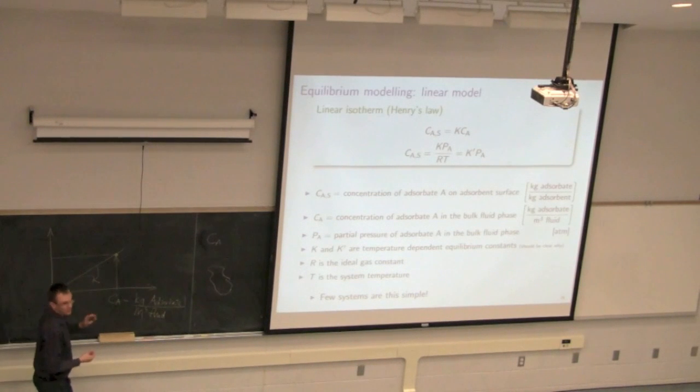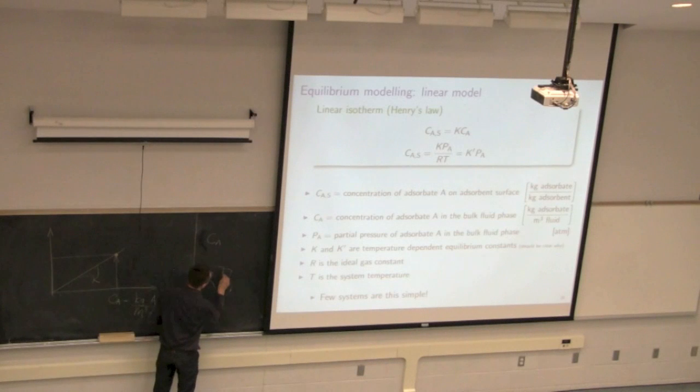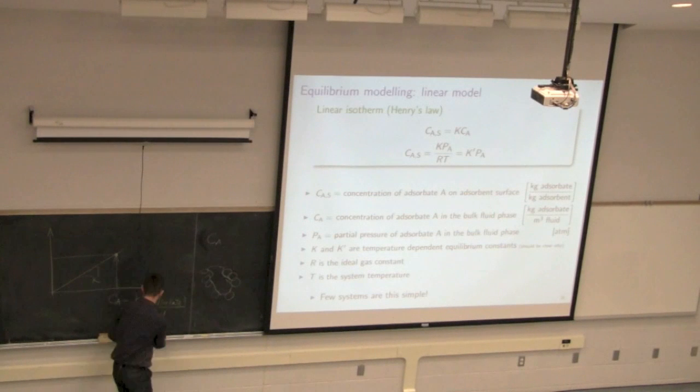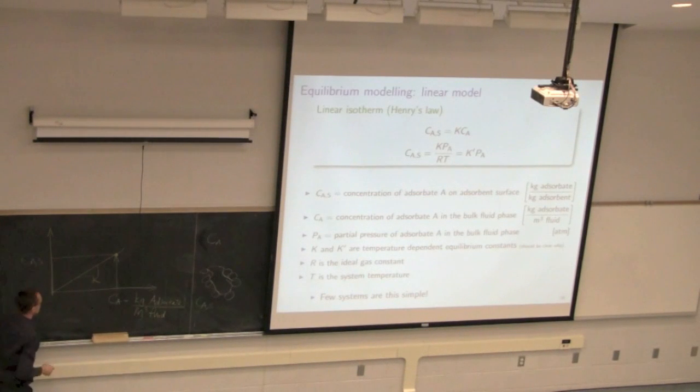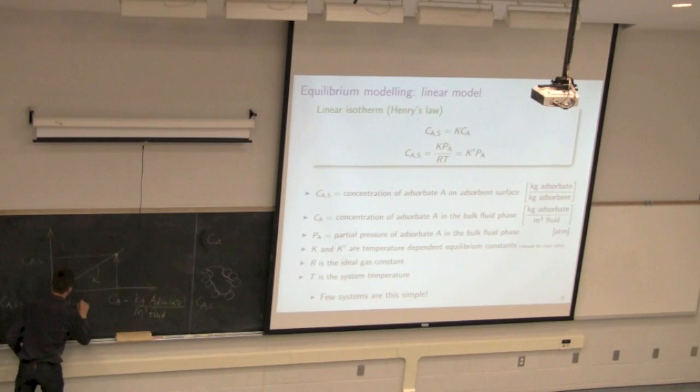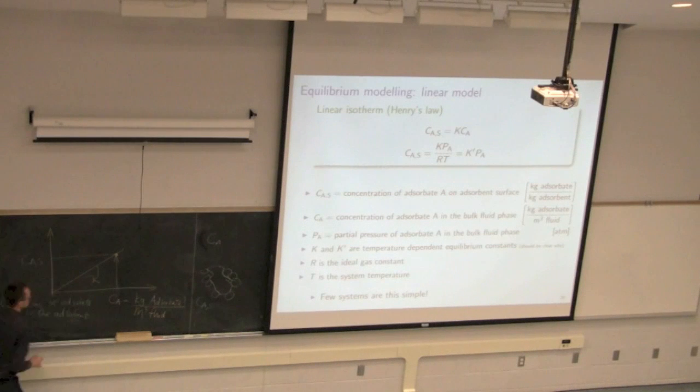And that's going to be in equilibrium with, this is the key point, this isotherm assumes that equilibrium has occurred, some concentration of the adsorbate on the solid. So CAS over here, CAS is equal to the concentration of adsorbate on the solid. Okay, so we measure that as kilograms per kilogram. So this axis here has units of mass over mass, and this has units of mass per meter cubed. And K then is that slope to link that up.